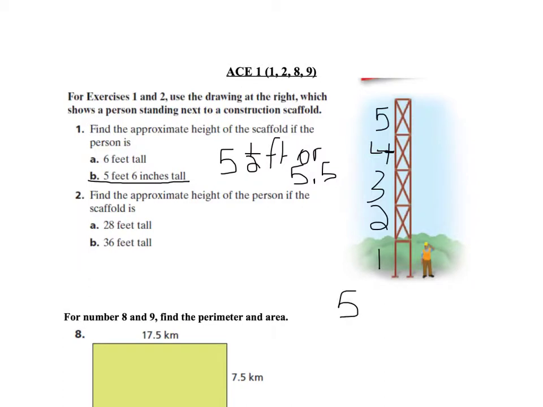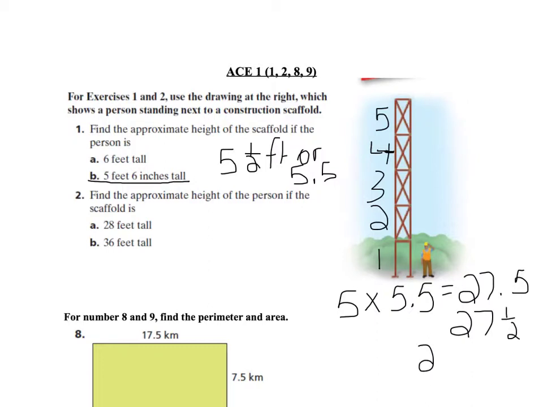So 5 times 5.5 equals 27.5. And now we need to convert this back into feet and inches. So 27.5 is the same as saying 27 feet 6 inches. And that's the answer for 1B, 27 feet 6 inches.